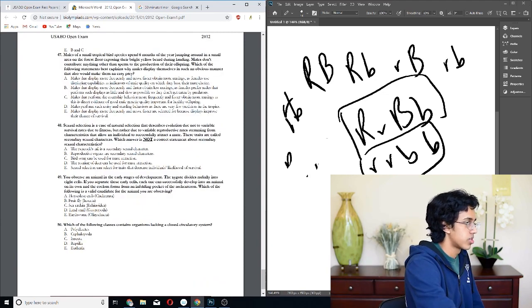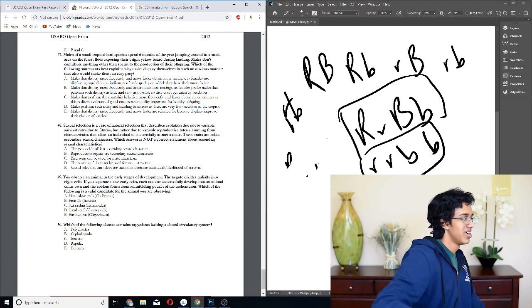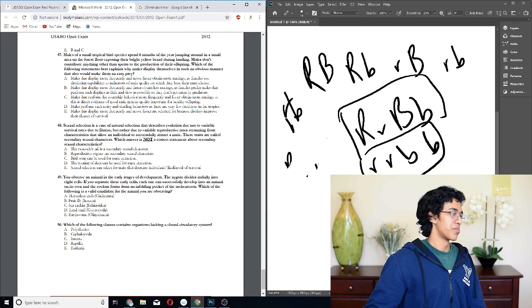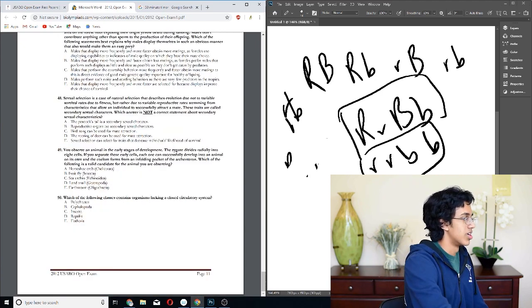48. Okay, so peacock's tail, yes, is secondary. Reproductive organ, bruh. Reproductive organs, by definition, are going to be your primary sexual character, so, alright. E seems troll too, but I know for a fact that B is wrong.